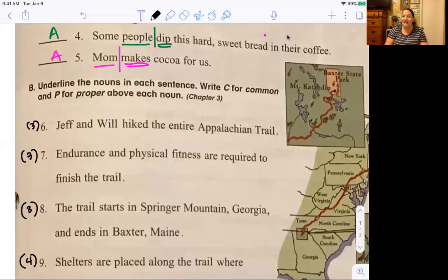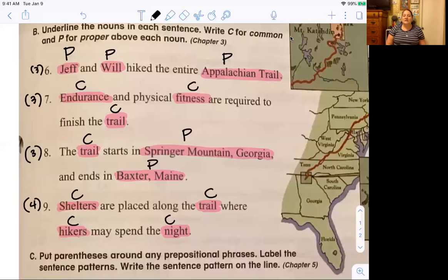Okay? So try that and come back. Okay. So number three, our three nouns are Jeff, Will, and Appalachian Trail. And Appalachian Trail counts as one. So that might have confused you a little bit. So if it did, press pause and do number three again, because you might be looking for 5 nouns instead of 3. But if you didn't, that's okay.